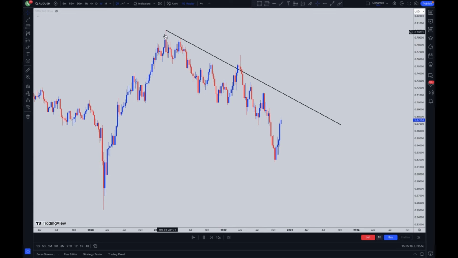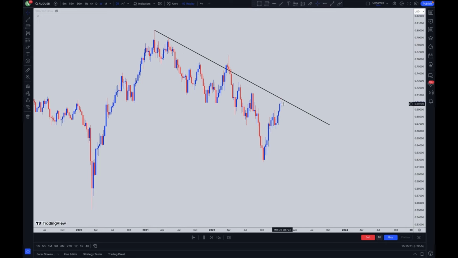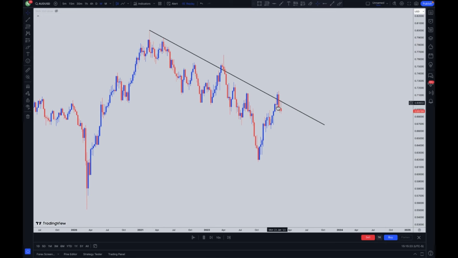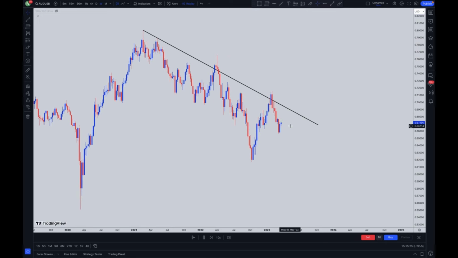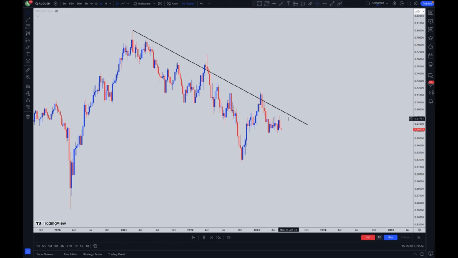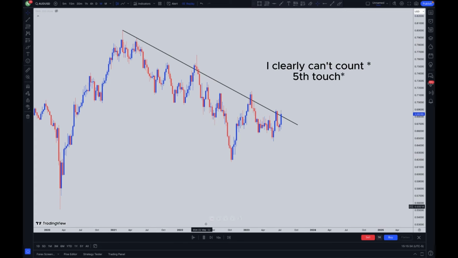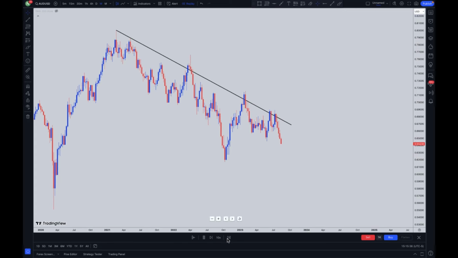Two touches minimum. You got your third touch. You get a fourth touch. And you get your, drum roll please, sixth touch. Did we get the touch yet? There we go. We get the sixth touch. And it's that simple. It's that simple, guys.